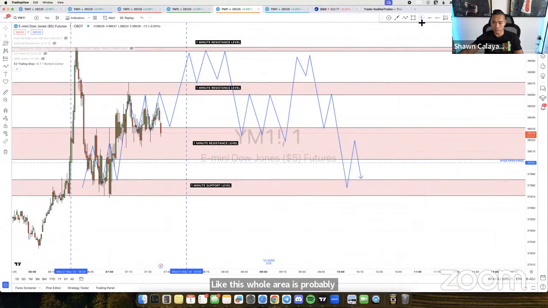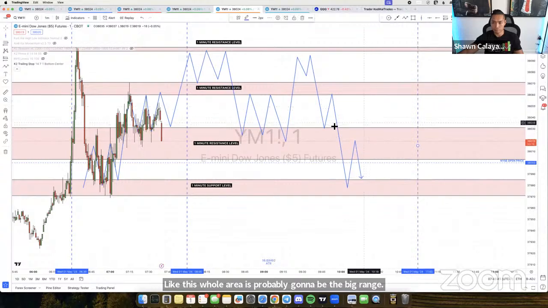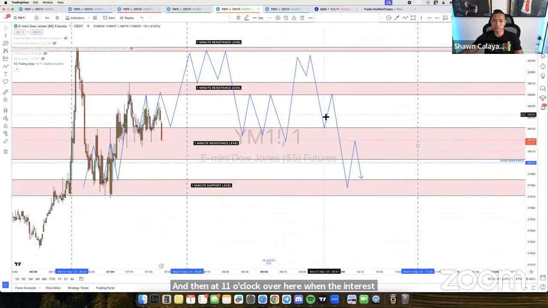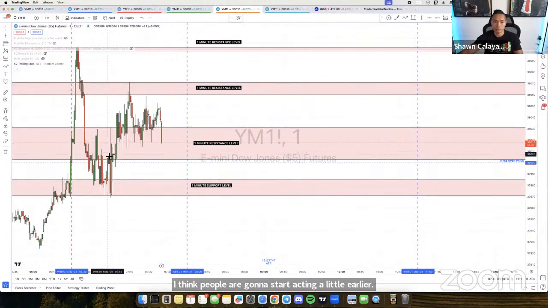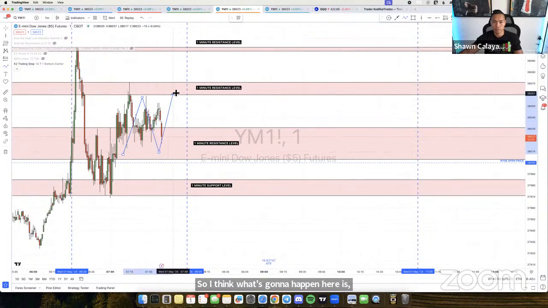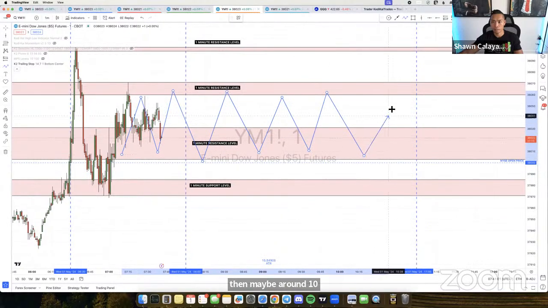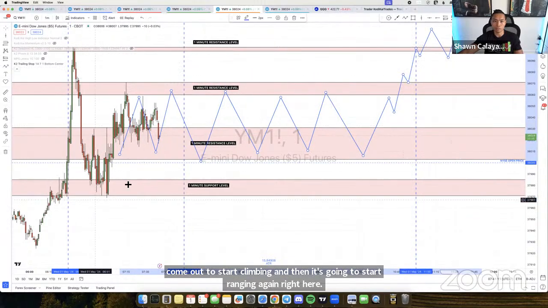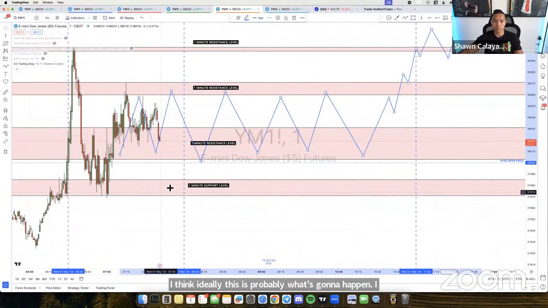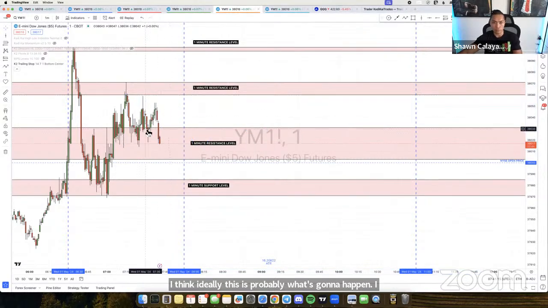And then at 11 o'clock over here, when the interest rates come out, I think people are going to start acting a little earlier. So I think price might just range within this area. And then maybe around 10 o'clock, it's going to start climbing. Like before the news event, before the interest rates come out, it's going to start climbing and then it's going to start ranging again right here. I think ideally this is probably what's going to happen. I don't think there's going to be big pushes to the up or big pushes to the downside. I think price will just consolidate and range within this middle area.